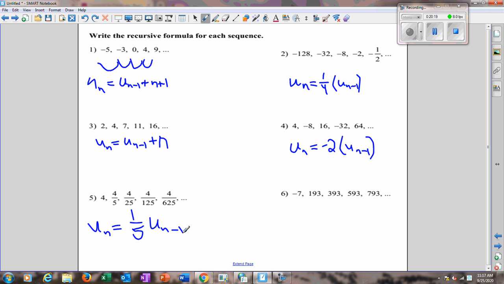Number 6, this one was a little hard for me to see going from the first term to the second, but going from the second to the third, you can see you add 200 and then add 200. If you look back at the original, it means that you're just adding 200 each time. So u sub n equals u sub n minus 1 plus 200.